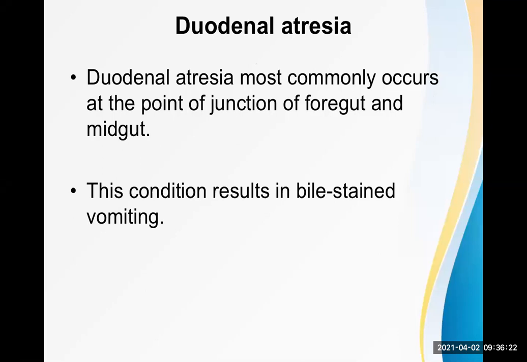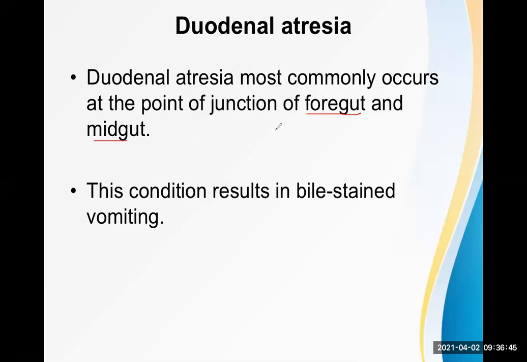So in this class, we are going to talk about surgical conditions of the small intestine. So first of them is duodenal atresia. Duodenal atresia. Now, what is this? This duodenal atresia most commonly occurs at the point of junction of foregut and midgut.